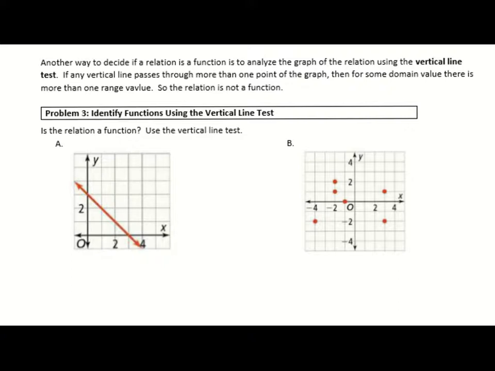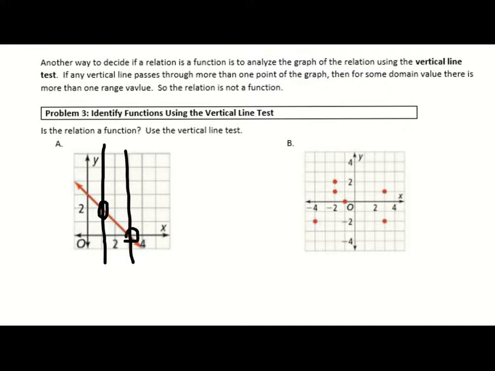So what we have to do, when we're given a graph like in problem 3, part A and B, is draw vertical lines on the graph and see if any of those lines cross the graph more than once. Looking at part A, it says, is the relation a function? Use the vertical line test. I'm just going to draw some vertical lines, and I'm making sure it intersects my graph at most one time. Okay, there one time, that's fine.